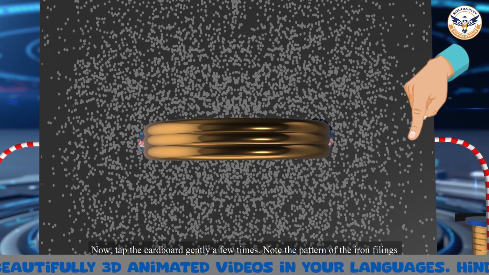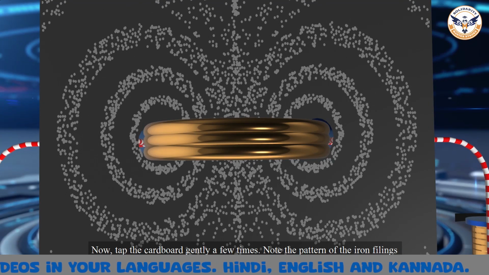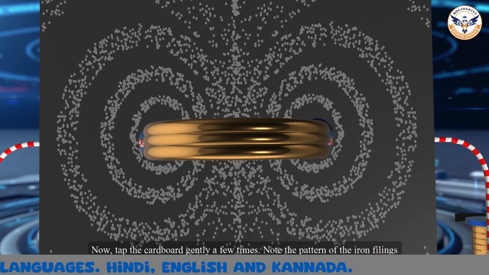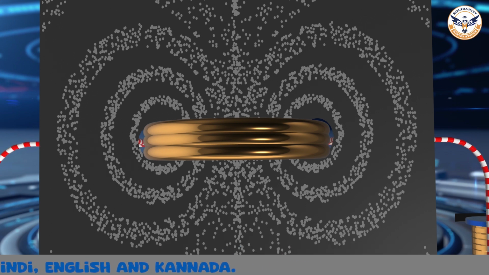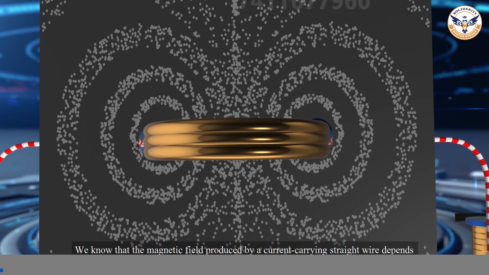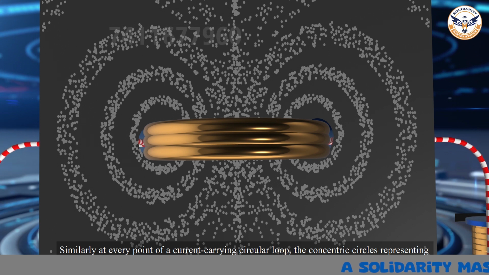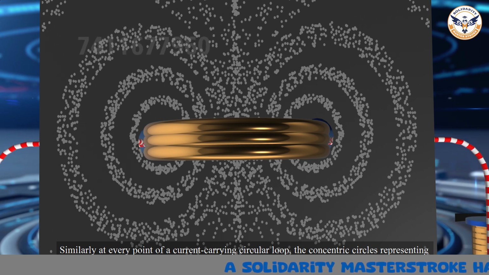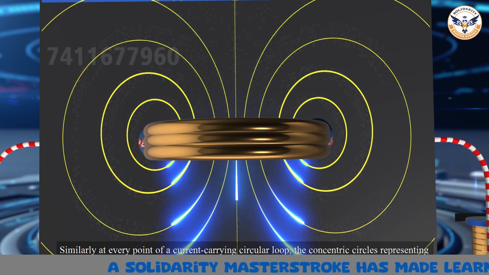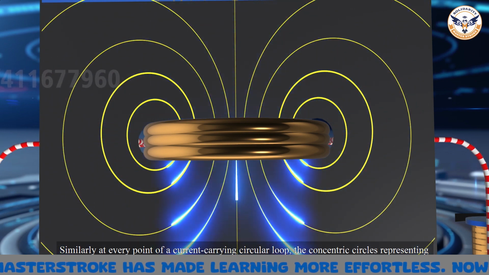Now, tap the cardboard gently a few times. Note the pattern of the iron filings that emerges on the cardboard. These circles prove the presence of a magnetic field. We know that the magnetic field produced by a current-carrying straight wire depends inversely on the distance from it. Similarly, at every point of a current-carrying circular loop, the concentric circles representing the magnetic field around it would become larger and larger as we move away from the wire.